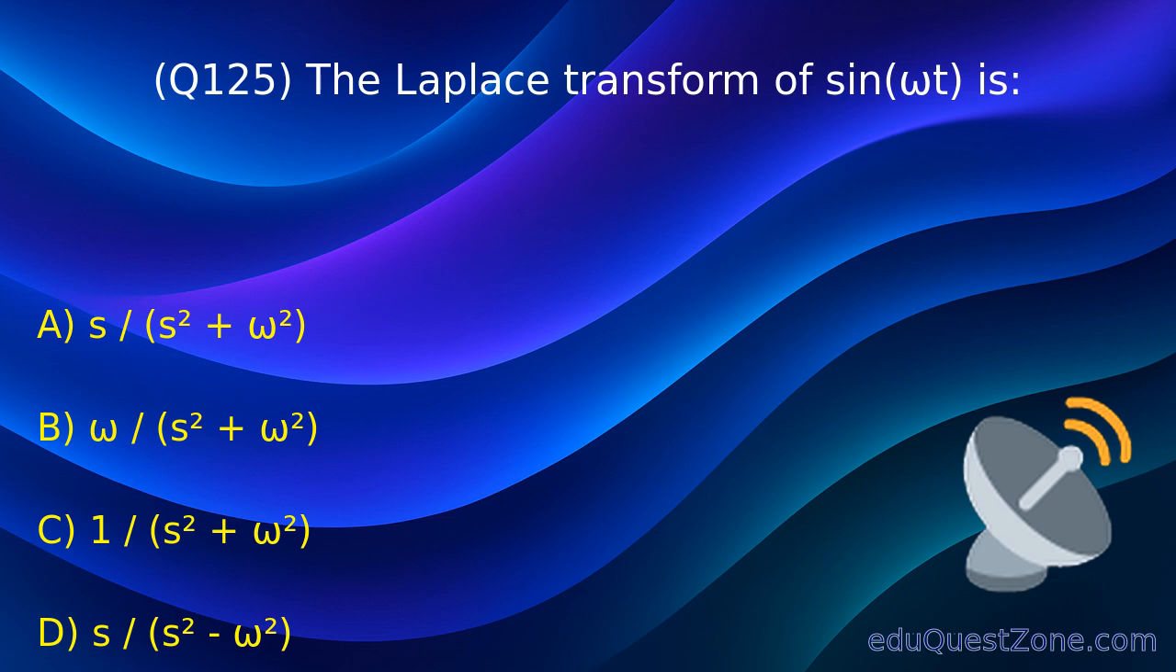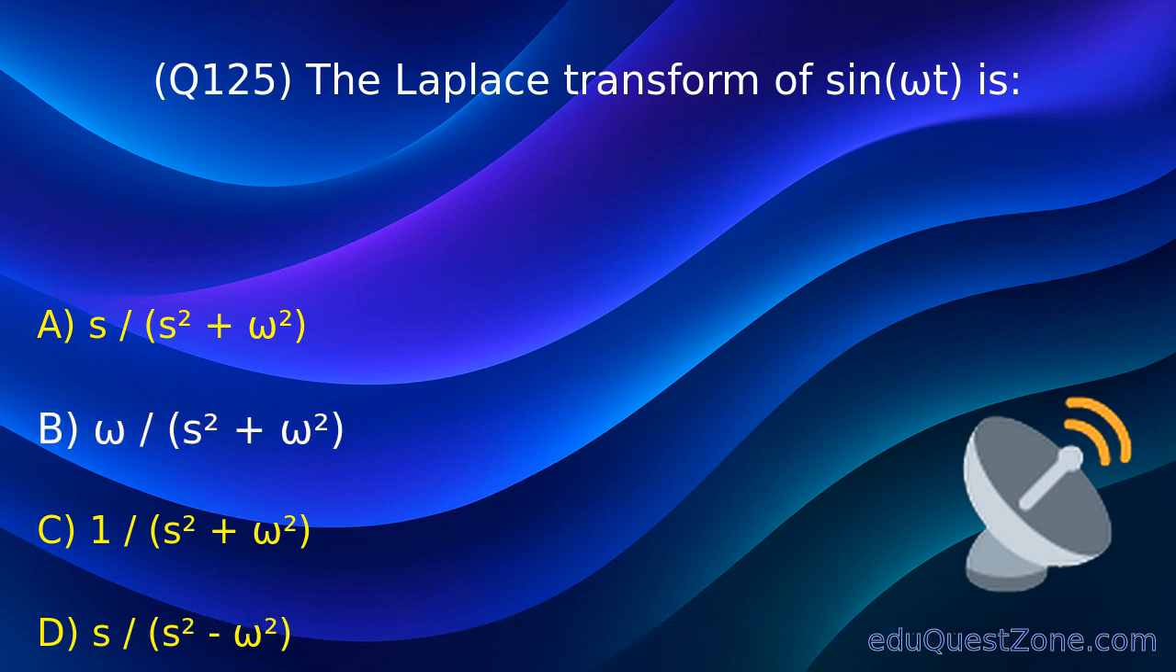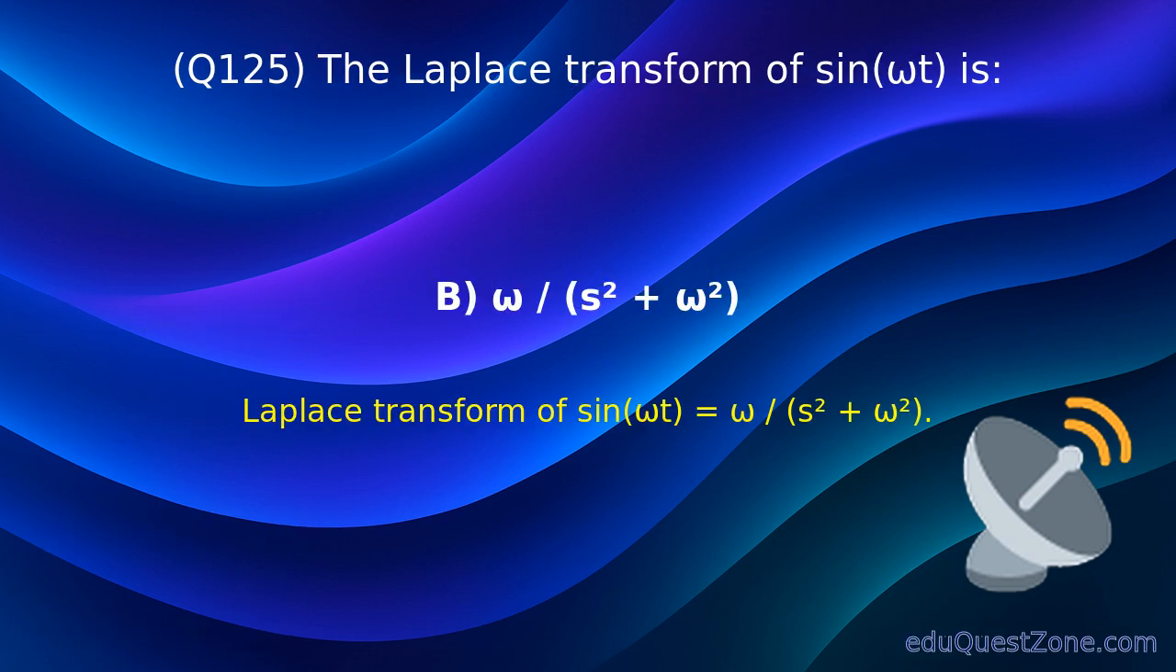Question 125. The Laplace transform of sin omega t is... Option B, omega by s squared plus omega squared. The Laplace transform of sin omega t equals omega divided by s squared plus omega squared.